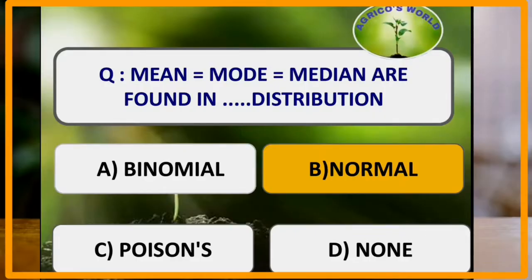In which type of distribution is mean equal to mode equal to median? In normal distribution, mean is equal to mode is equal to median, whereas in Poisson distribution, mean is equal to variance, and in binomial distribution, mean is greater than variance.